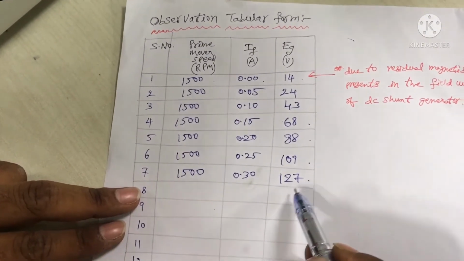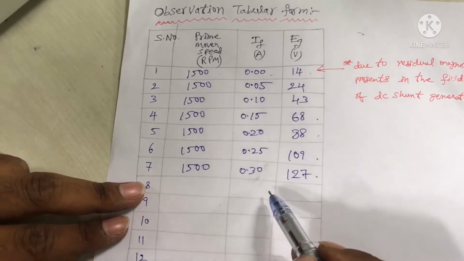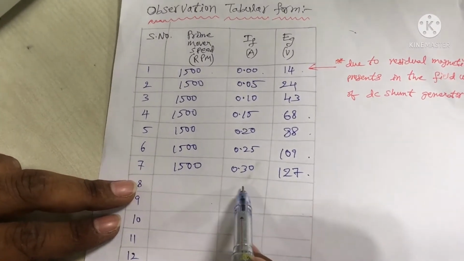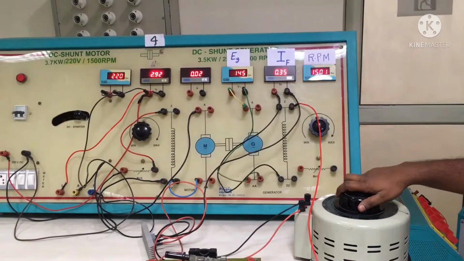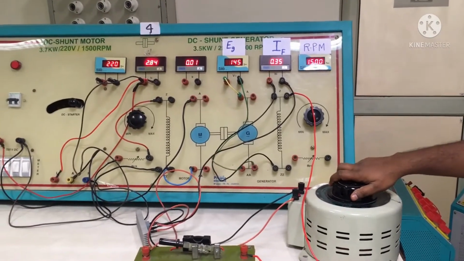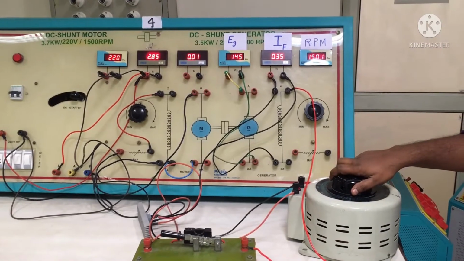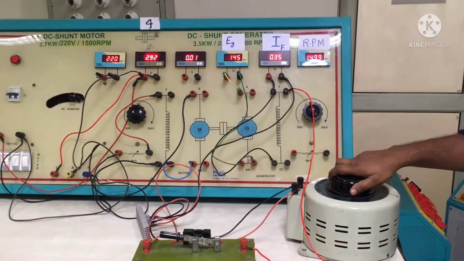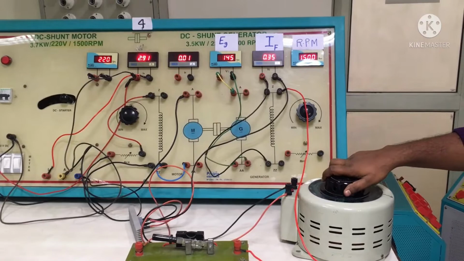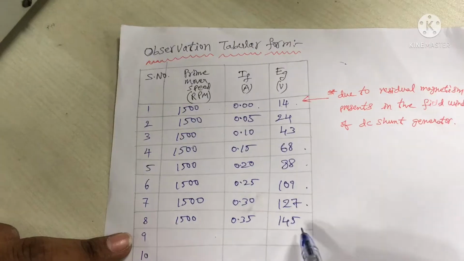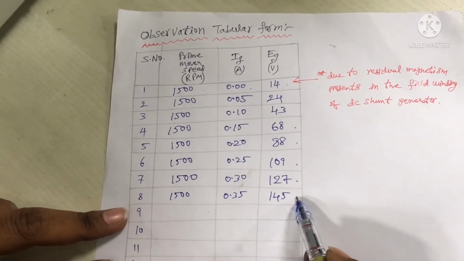Again, we are going to increase the field winding current to 0.35 amperes. We have set the field winding current to 0.35 amperes. At this condition, voltage across the armature winding terminals is 145 volts. We have noted down the values here.